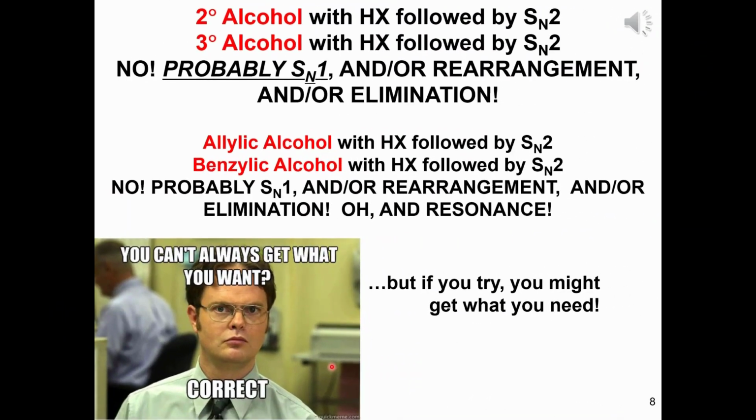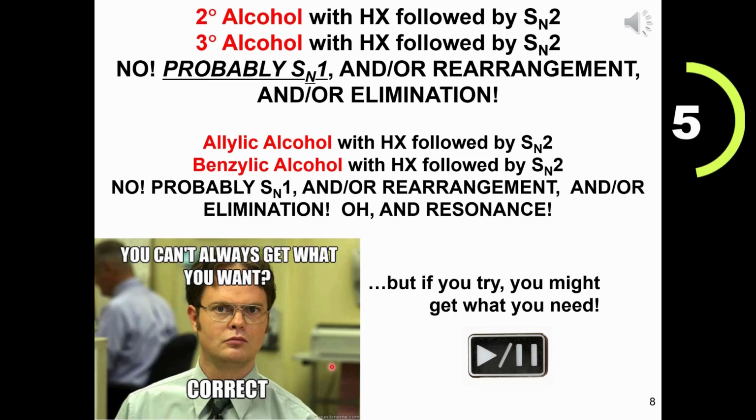None of the reactions given on this slide work, and the reasons provided are given. Please pause the slide and read through these. Carry on once you're ready. The slide advances after 5 seconds.